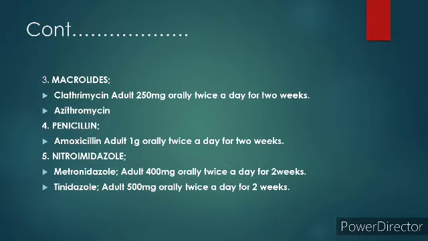The other class is the penicillins. How do the penicillins work? These work by inhibiting cell wall synthesis. The most commonly used penicillin is amoxicillin, where I give an adult dose of 1 gram orally twice a day for 2 weeks.